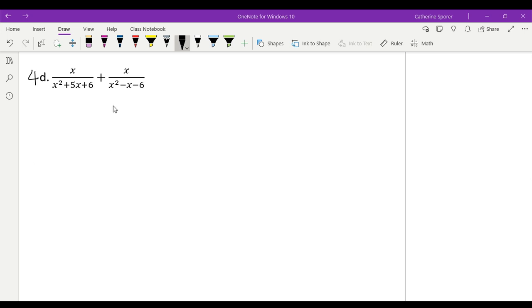This is 4D in Notes 2. We're adding two rational expressions. And since these denominators look very different right now, the first thing we want to do is factor the denominators.